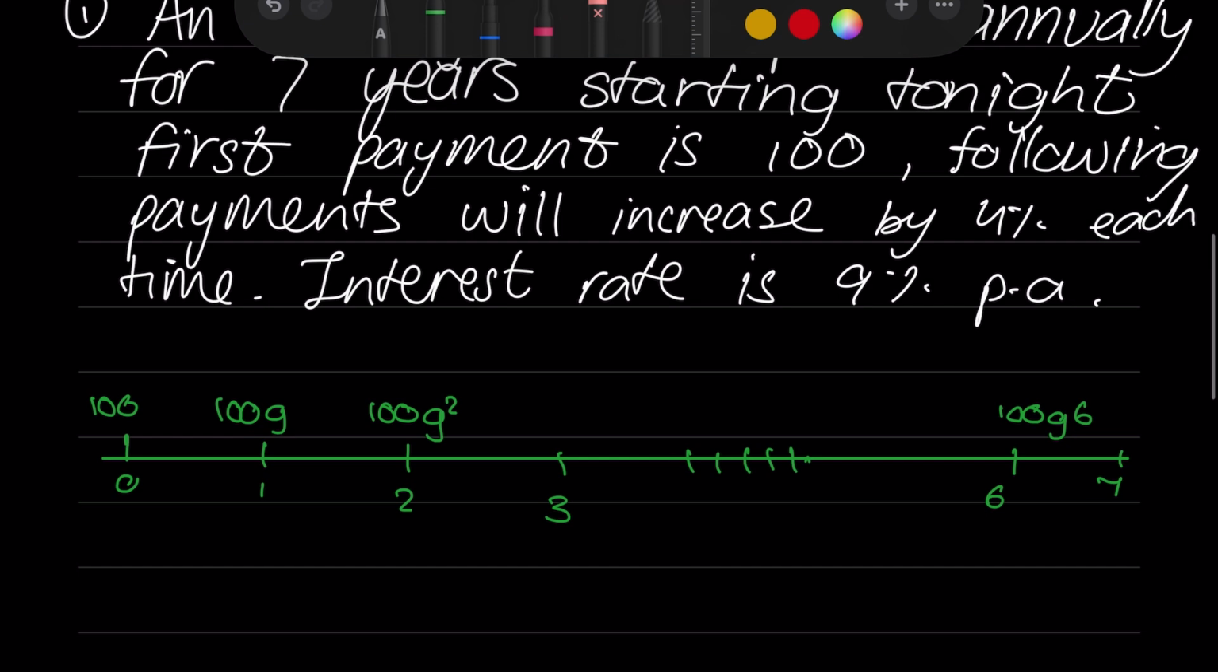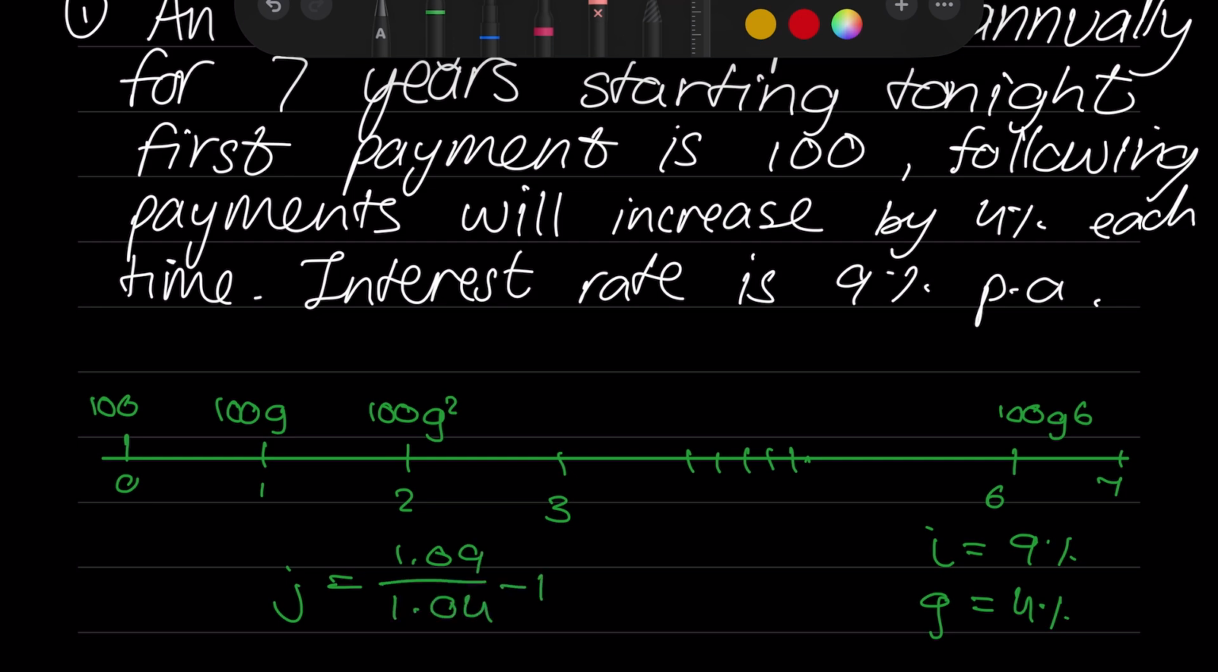So let's just write the interest rate here. 9%. This is our annual effective rate, and then our growth rate per year is going to be 4% each time. So these are annual payments. So let's quickly calculate the J. J is equal to 1 plus I, 1.09, over 1 plus g, equals to, pop that in a calculator.